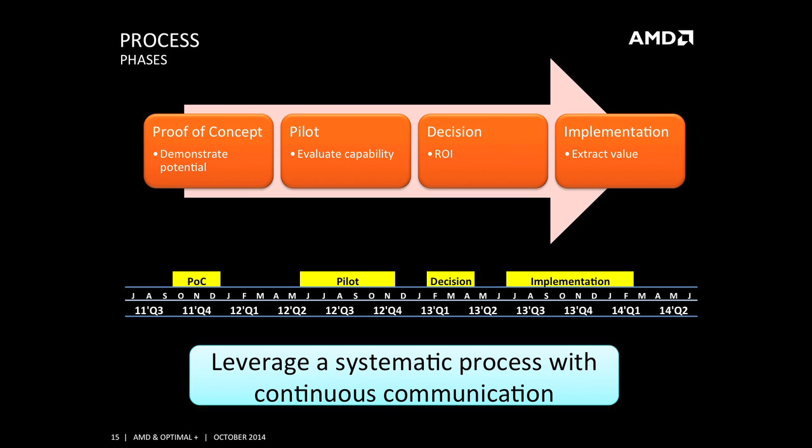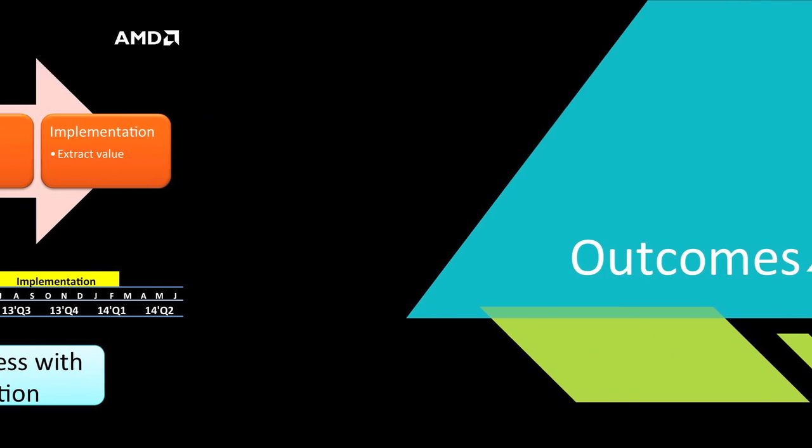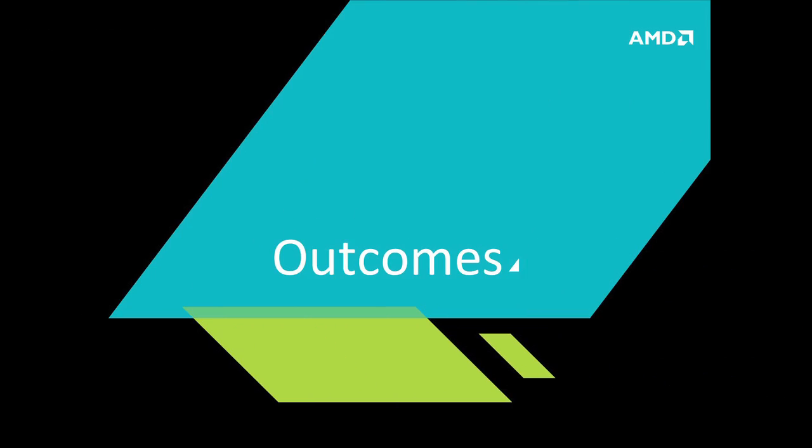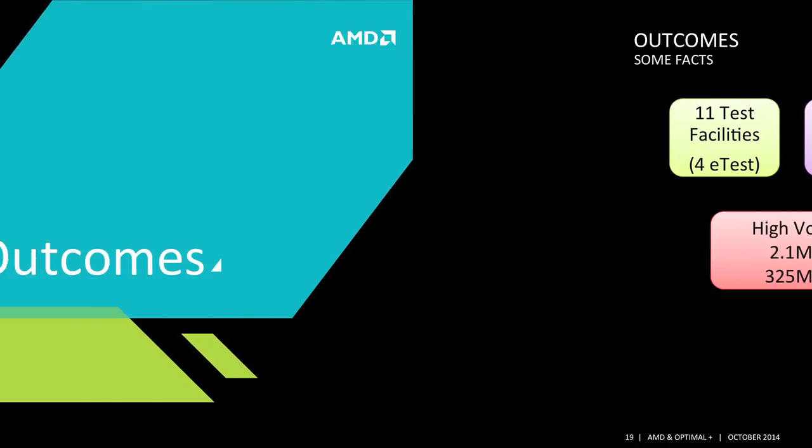At the end of the pilot, we go through what we call the decision process. This was where we start making the ROI quantification. Then we moved into the implementation phase, and like I mentioned, this implementation phase was designed to intercept a very specific product ramp. So the outcomes, this is where the money gets interesting.